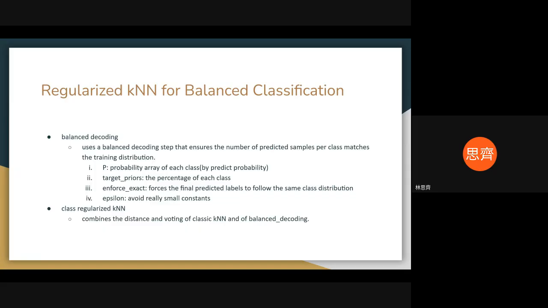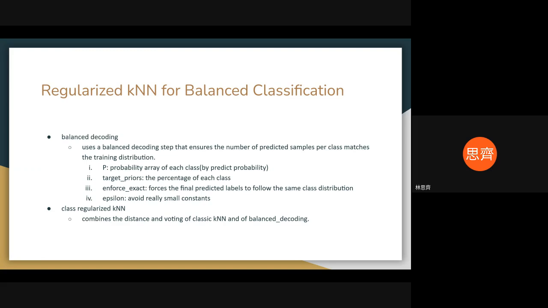Regularized KN is designed to address problems of class imbalance. So we need the balance decoding part to accomplish this. These methods use class proportions from the training data and force the final predicted labels to follow the same class distribution.